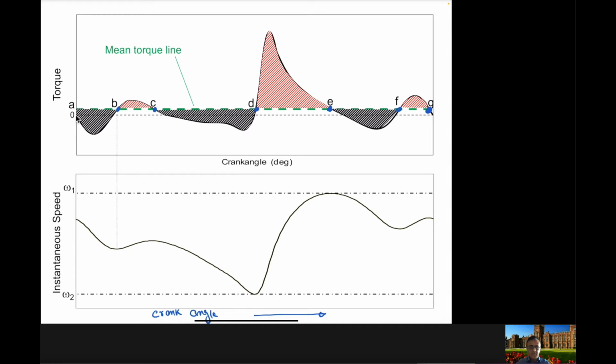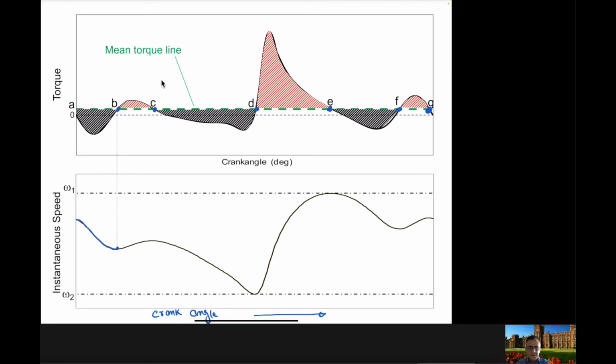Okay, now what is happening from A to B? The actual required torque from the engine is the green line here, but the actual torque is changing like this. So this means that you have a negative area here, the actual torque is less than the required torque. So this means that the crankshaft will decelerate, so the velocity of the crankshaft is decreasing here. It's decreasing as you can see here.